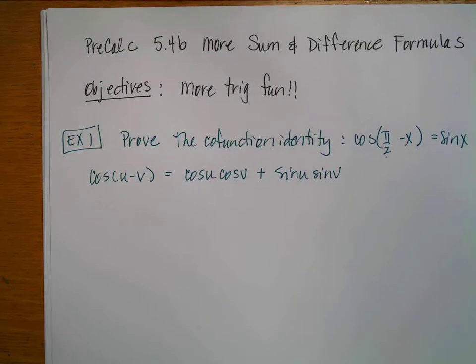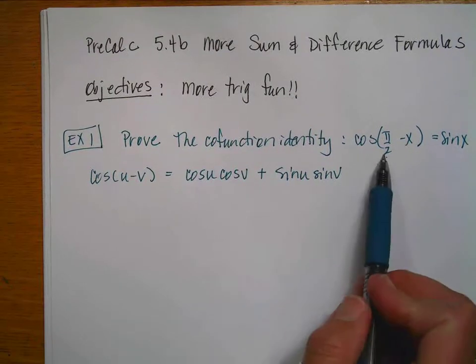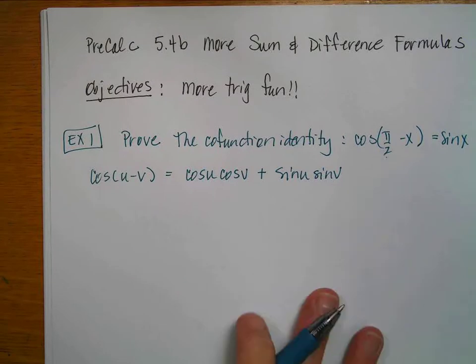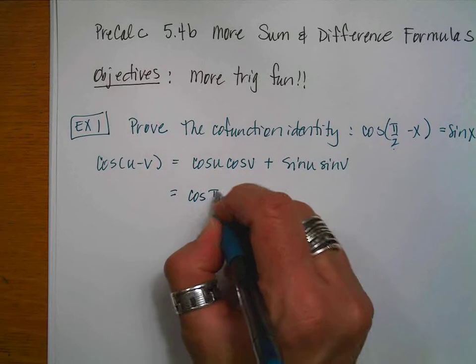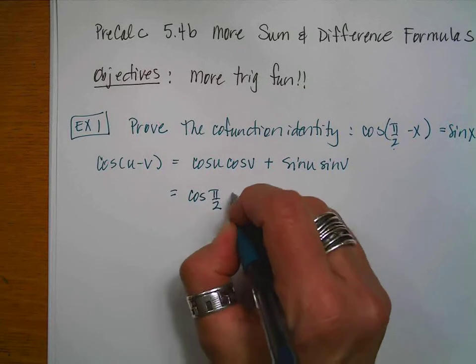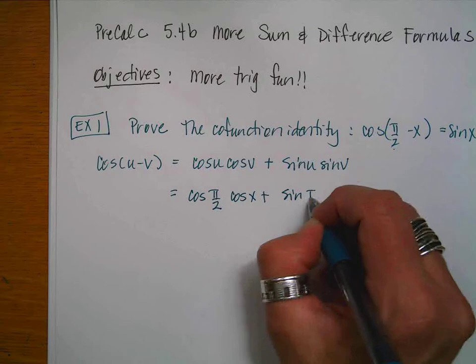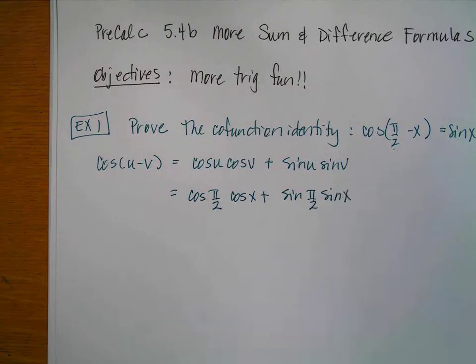Now when I do these problems, I always take the time to write this out, because as I start substituting in my angles and my values, I tend to make fewer mistakes. So when I do, this is going to be the cosine of pi over 2 times the cosine of x plus the sine of pi over 2 times the sine of x, okay?